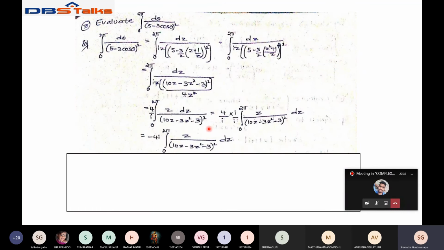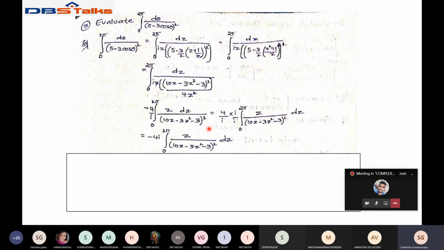Next one is: evaluate the integral from 0 to 2 pi of d theta by (5 minus 3 cos theta) whole square. So, the solution: in this integration, we have to write d theta as dz by iz, and cos theta is 1 by 2 into (z plus 1 by z). So that equals the integral from 0 to 2 pi of dz by iz into (5 minus 3 into 1 by 2 into (z plus 1 by z)) whole square.